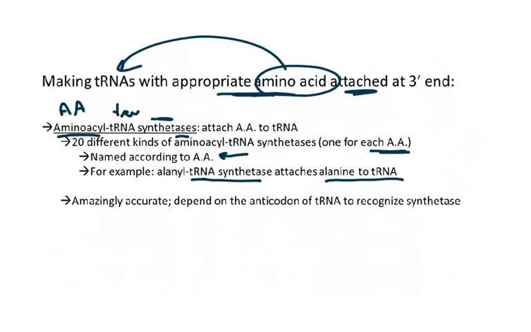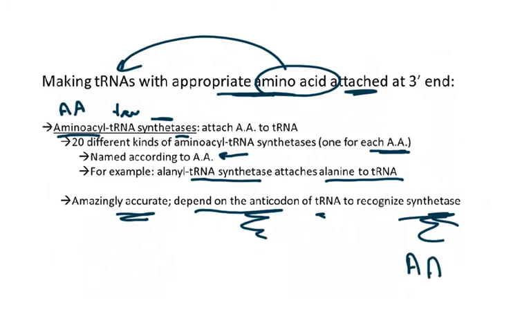These enzymes have to be really accurate. They're going to depend on that anticodon of the tRNA to figure out what synthetase enzyme it can bind to, and then that synthetase enzyme will bring in the appropriate amino acid for that anticodon. Let's look at that in a picture.